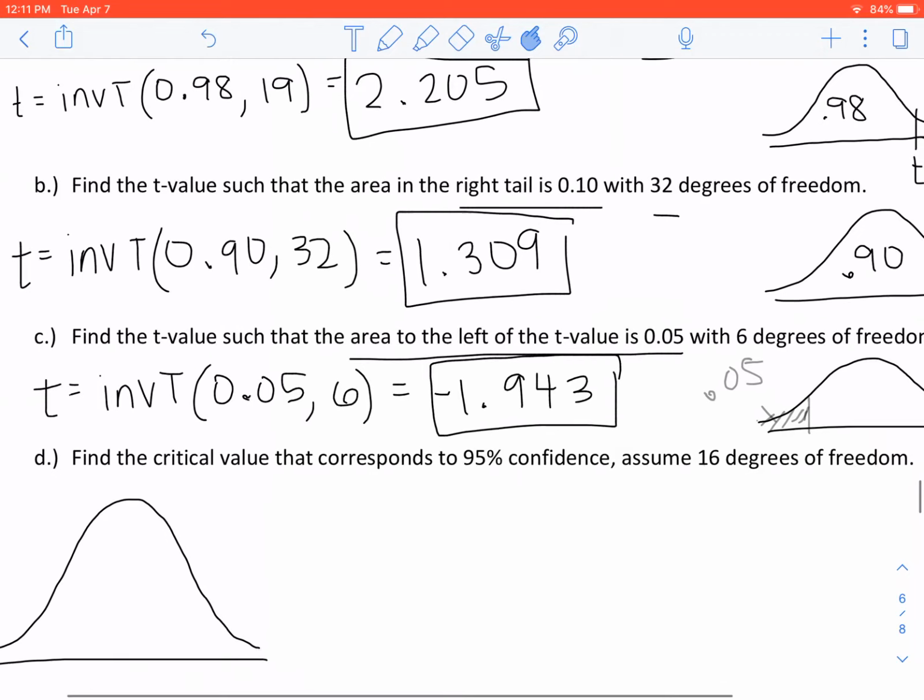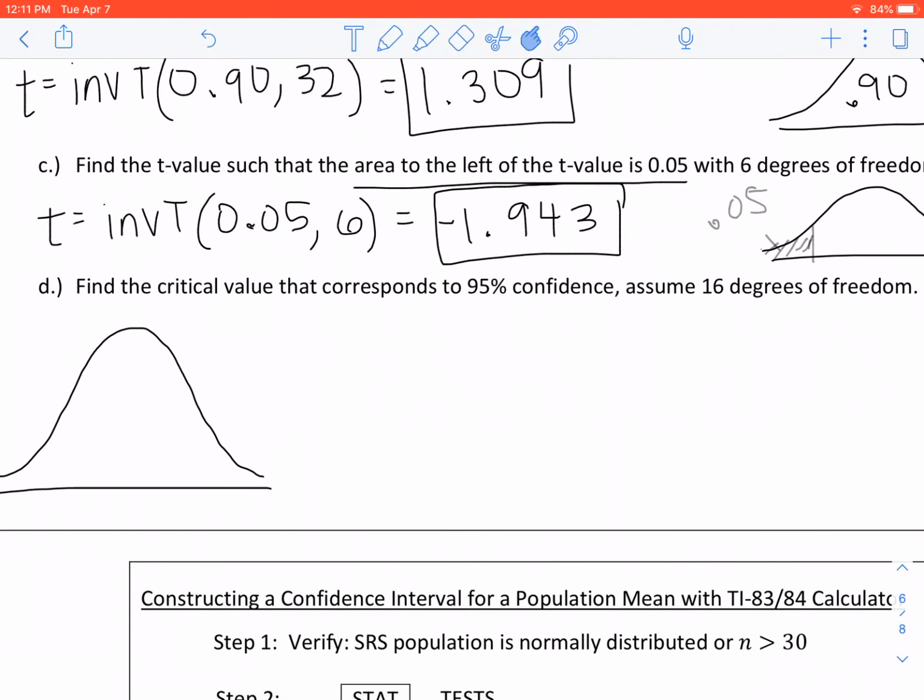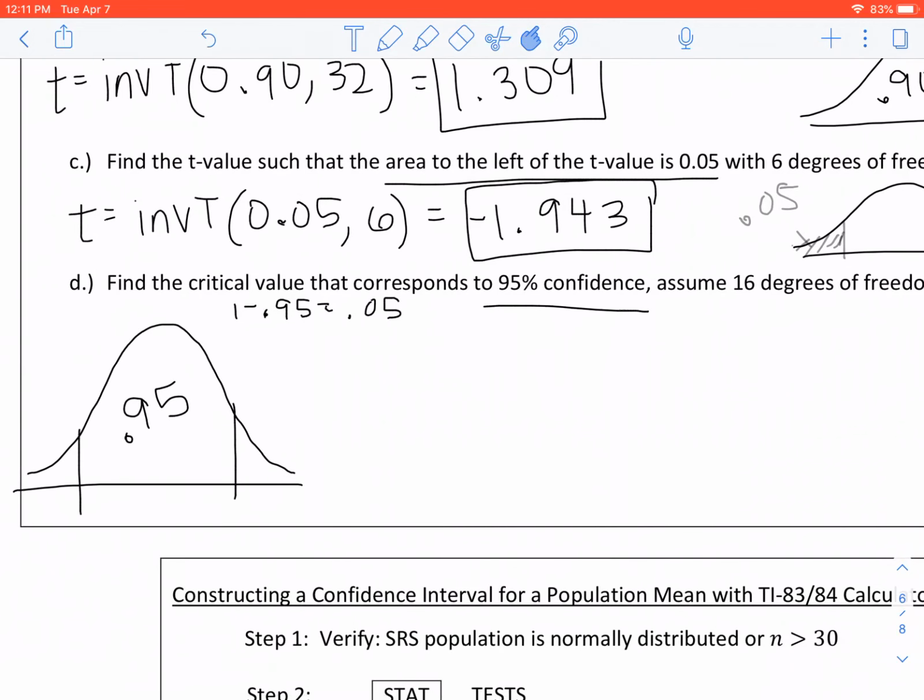There's one more part down here. It says find the critical values that correspond to 95% confidence. So because we're dealing with confidence, again, confidence is always in the middle. So we're going to have 0.95 here. And that means 1 minus 0.95 is 0.05. And since it's getting split into 2 tails, dividing that by 2 is going to be 0.025 in both of those tails. So 0.025.